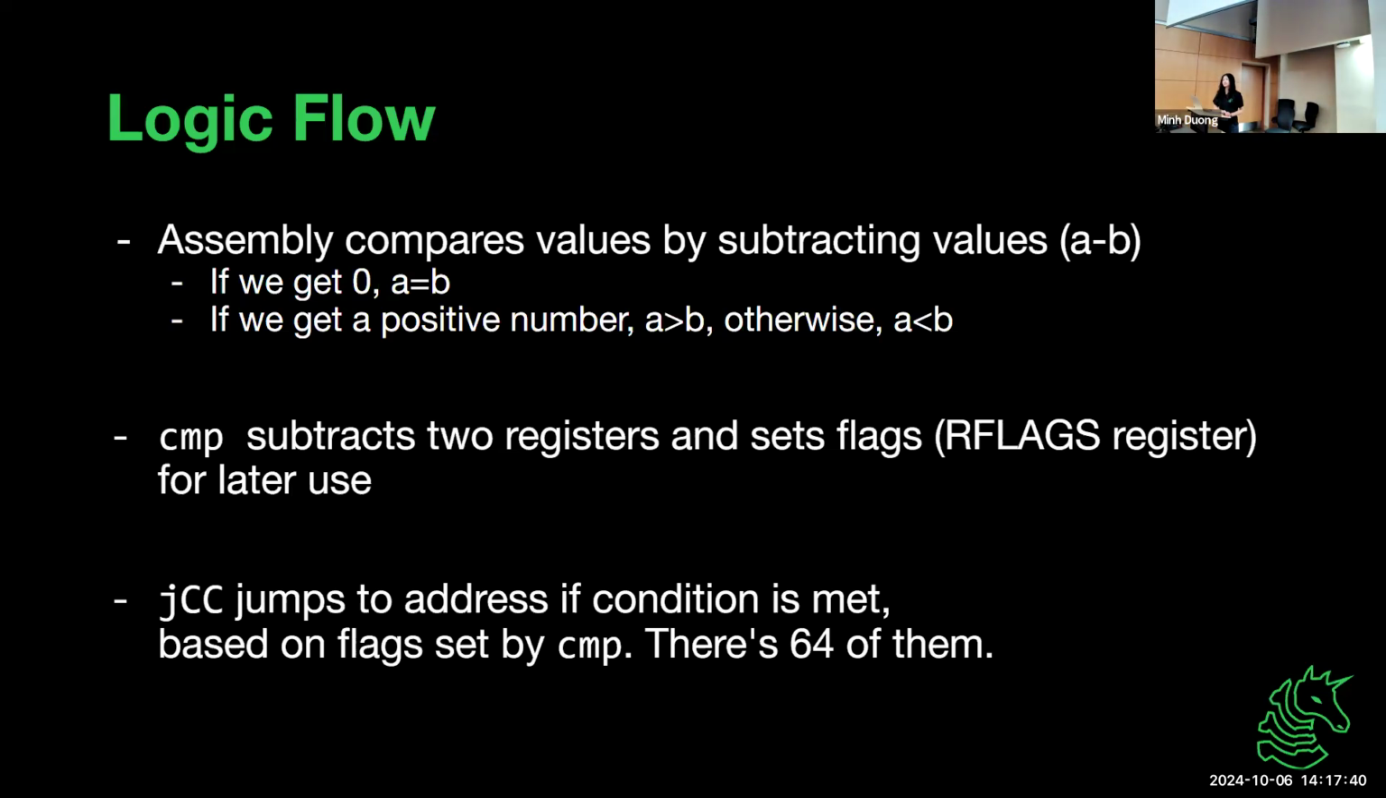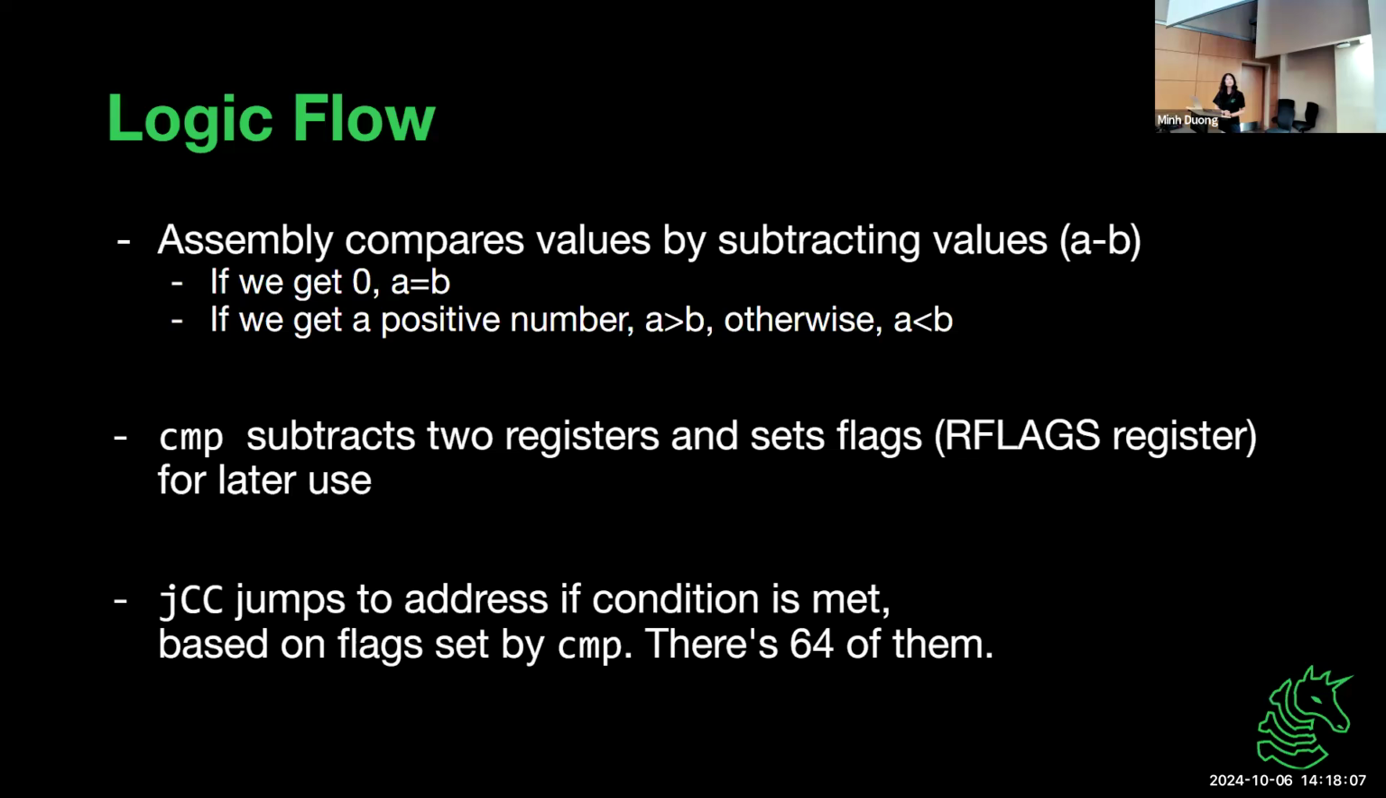x86 assembly also has conditional jumps, but it's basically all determined by subtracting 2 values. And we can get a lot of information from subtracting 2 values. If we get 0, then we know the 2 values are equal. If we get a positive number, we know that A is greater than B, and a negative means that A is less than B.